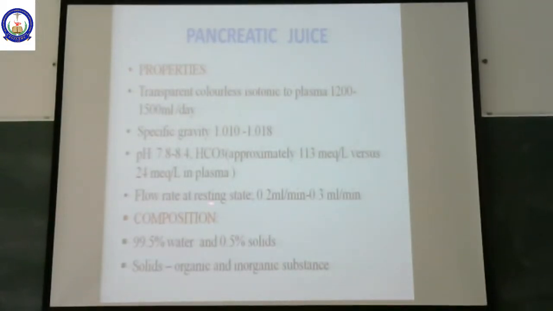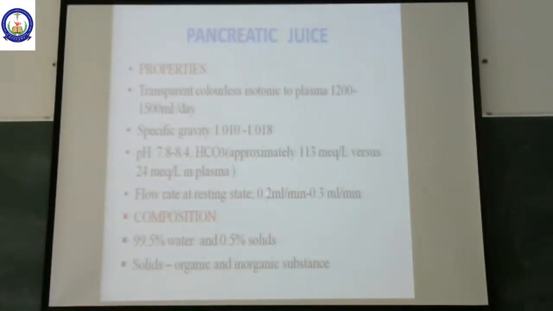And the flow rate at resting state, the pancreatic juice secretion is around 0.2 ml to 0.3 ml per minute. So in 1 minute, 0.2 to 0.3 ml will be secreted from the pancreas. This secretion depends upon the state, that is the feeding state or the empty state of the duodenum. Okay.